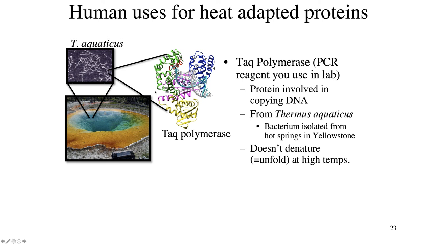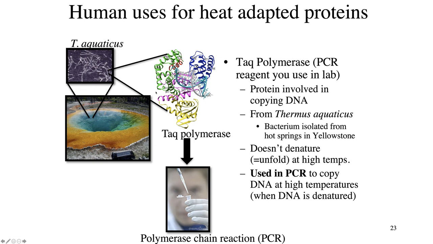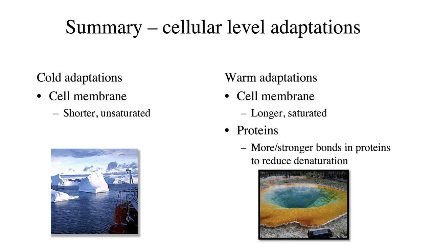The Taq polymerase doesn't. Because of that, we can take this Taq polymerase that we grow and isolate from T. aquaticus grown in the lab, put it into our tubes for our PCR reactions, and use it to copy DNA at high temperatures when that DNA is denatured. Typically, all the other polymerases from normal organisms that didn't evolve to grow in these hot pools would normally break down.